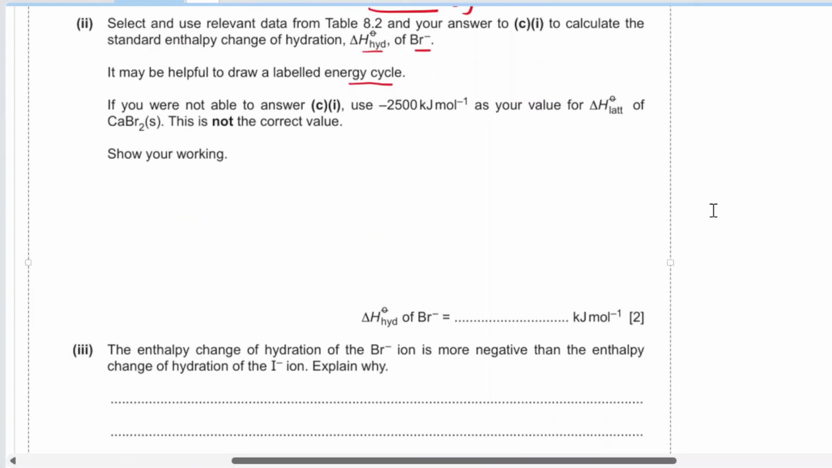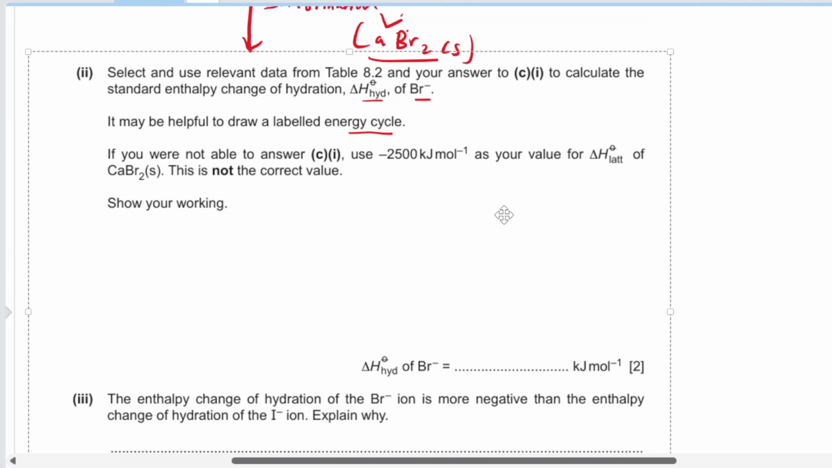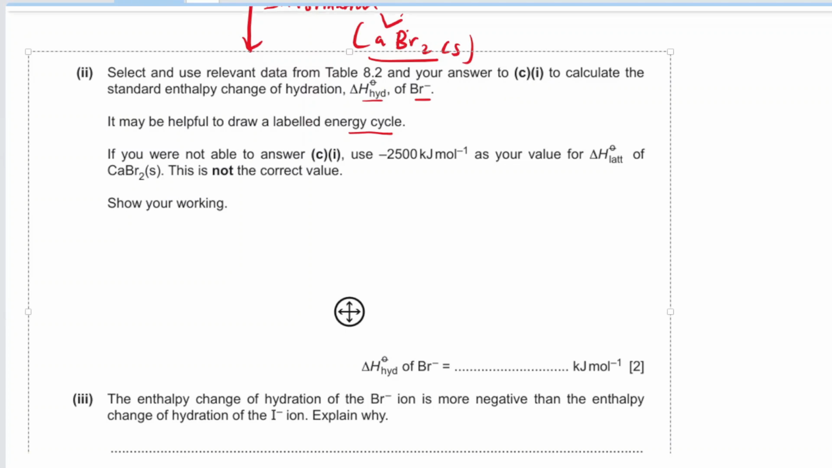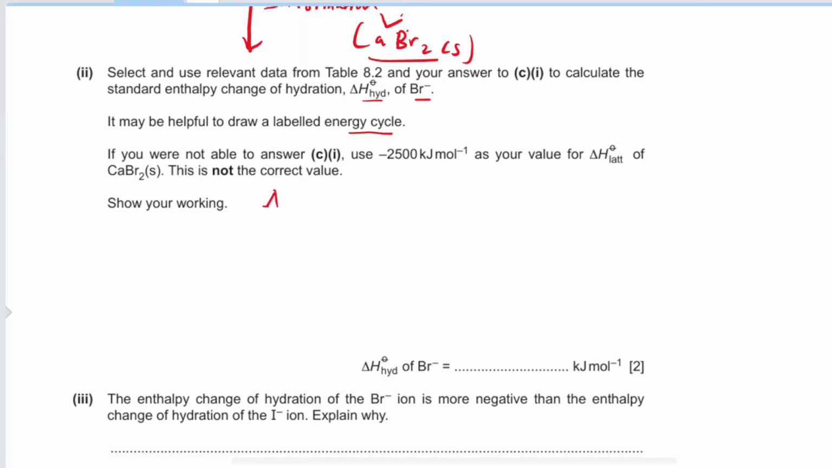Now, the way to solve this question is that you see here they say select and use relevant data and your answer to part 1. So you get the hint that you will have to use the lattice energy that you found in part 1. So you know there is some use of lattice energy and some use of the data from table 8.2. Most likely this will be the hydration of calcium. So we can draw a Hess cycle for this.